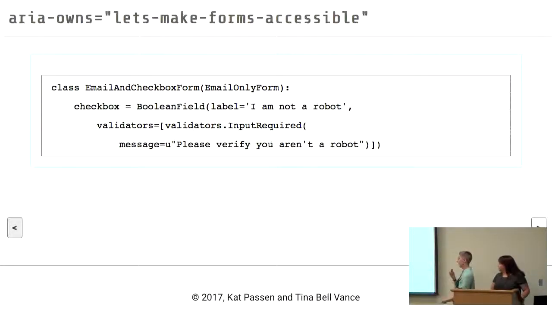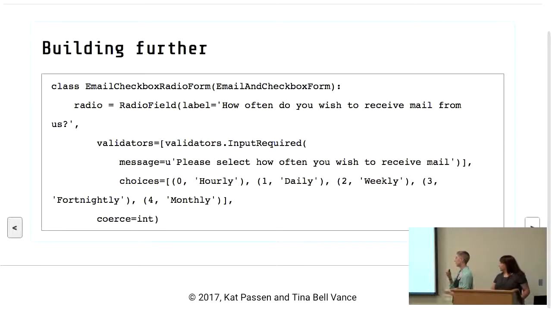Can you please go forward? So now we're adding on the checkbox. We give it a label. We're asking, are you a robot or not? This is our simple CAPTCHA. And we're just checking that somebody did check the checkbox. Now we're building the radio buttons on top of that. So we're making a radio field to ask, how often do you want to receive mail from us? And so we're just checking that somebody did check one of them.